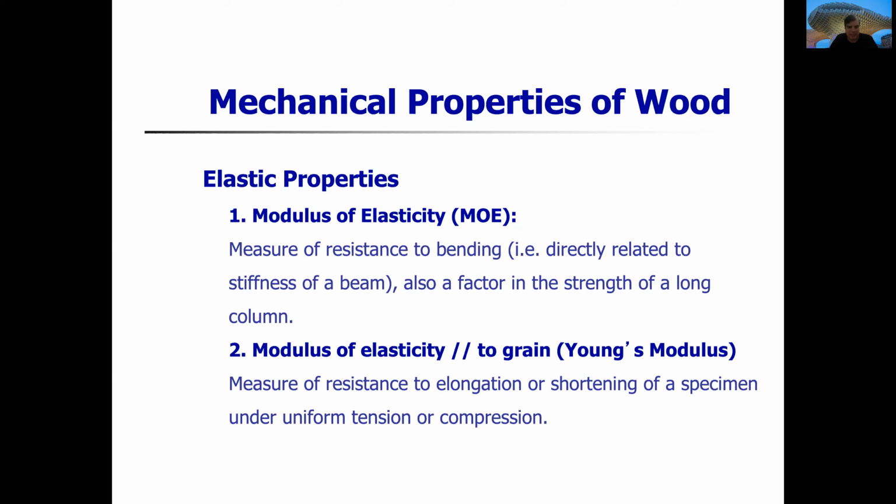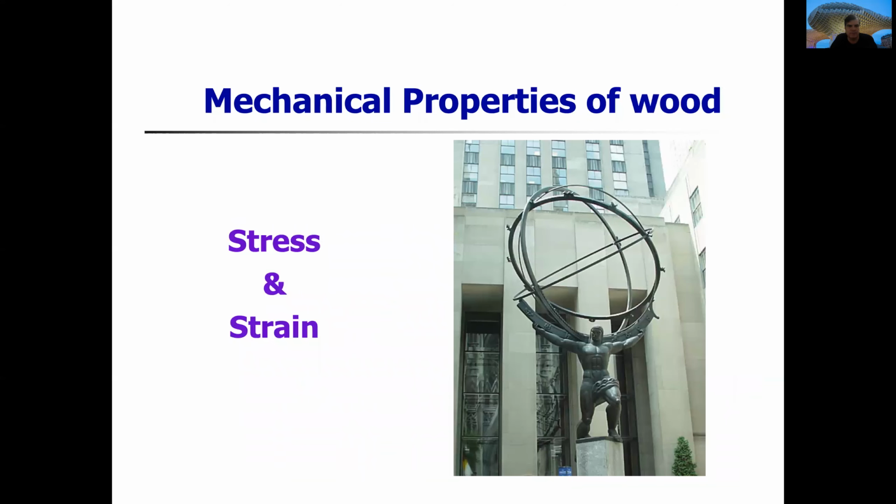After, the elasticity also can be perpendicular or parallel to the grain, and that is what is called the Young modulus, and is a resistance to elongation or shortening of a specimen of wood under tension or compression, when we have a load on top of the beam, or in our case, on top of the columns.